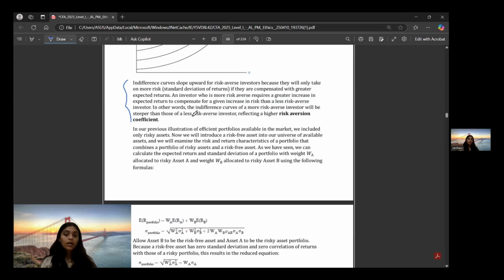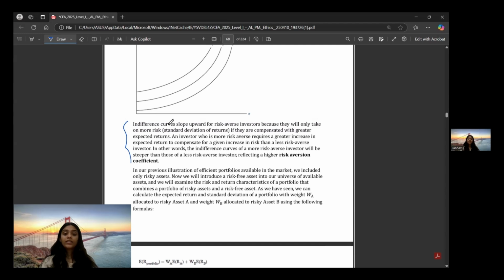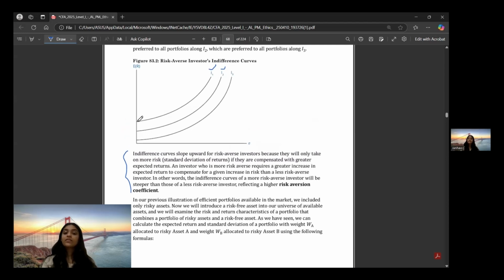Next, in other words, the indifference curve of a more risk averse investor will be steeper than those of a less risk averse investor, reflecting a higher risk aversion coefficient. It means that the indifference curve of a more risk averse person will be steeper. So if you see, it is steep. It is very difficult to climb. It is not like this. It is like this. This is more difficult to climb. So a risk averse investor will have an indifference curve that is steeper.